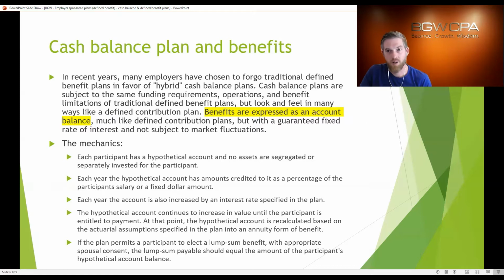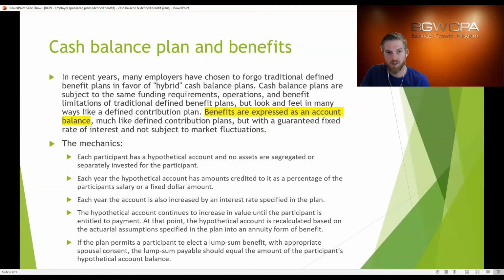So let's take a look at a cash balance plan. A cash balance plan is still a defined benefit plan. But in recent years, many employers have chosen to forego the traditional defined benefit plan for the hybrid cash balance plan. Cash balance plans are subject to the same funding, retirement, operations, and benefit limitations of traditional defined benefit plans, but they look and feel like a defined contribution plan, primarily in that the benefits are expressed as an account balance. But there is still the guaranteed fixed rate of interest, and they are not subject to market fluctuations.